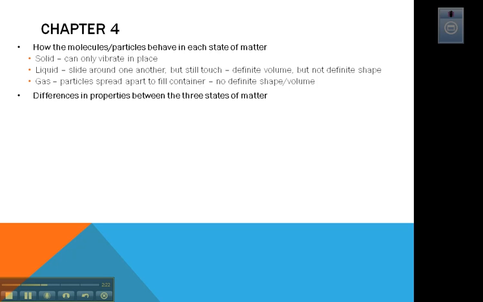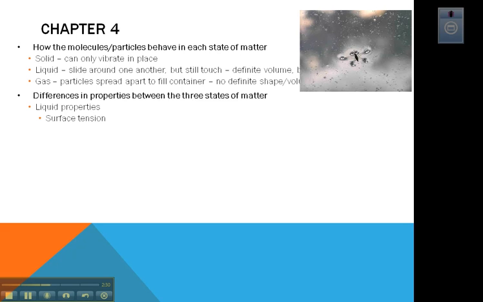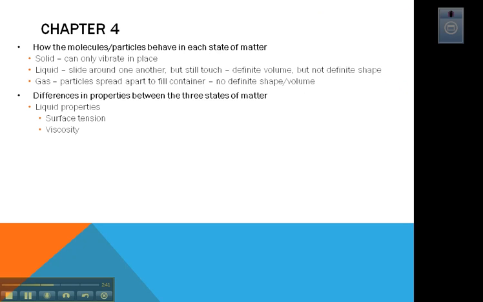Next up, differences in properties between the three states of matter. Okay, first thing here, liquid properties. There's two of them. We've got surface tension. Best example of all is the bug that's able to walk across the water. That surface tension, the pull between those molecules across the top, is what's going to allow it.